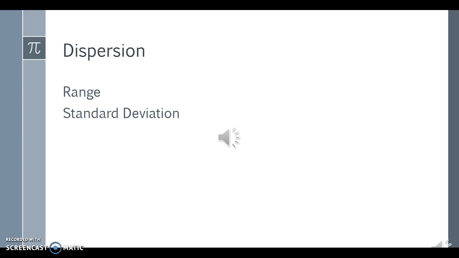When we want to know the spread of values around the central tendency, we use dispersion. And there are 2 measures of dispersion that are commonly used. First one is the range, and the second one is standard deviation.